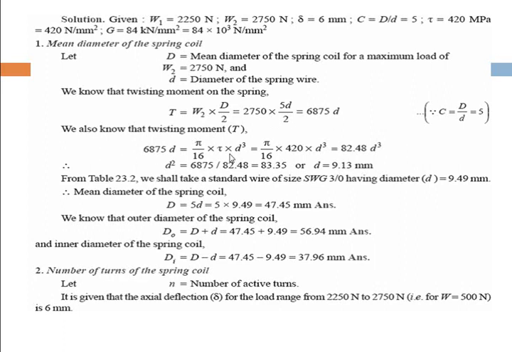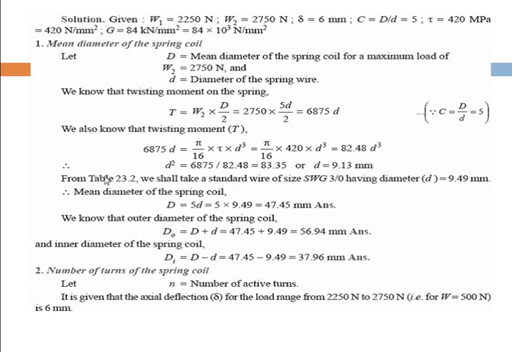And we also know from the torque equation, T by J is equal to tau by R. We got this relation. This is T is equal to tau into ZP. ZP will be pi by 16 d cube, the polar section modulus. So T is tau into pi by 16 d cube. We know the tau value was already given, and d was the only unknown value. We can find out the d value using these two equations. d is equal to 9.13 mm.